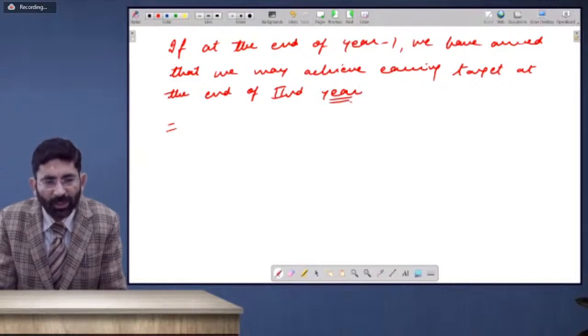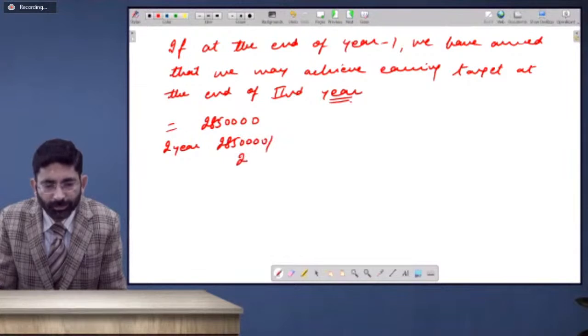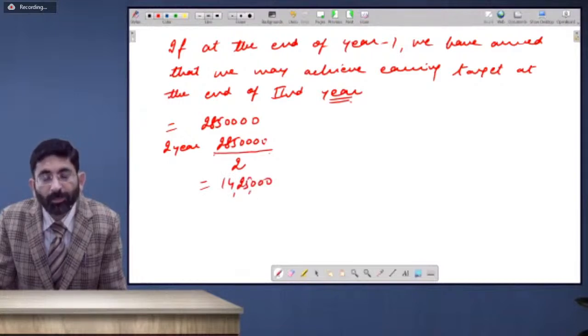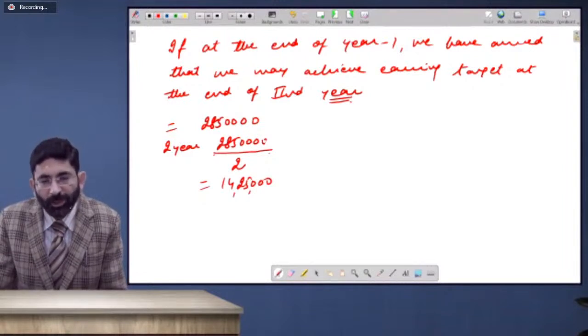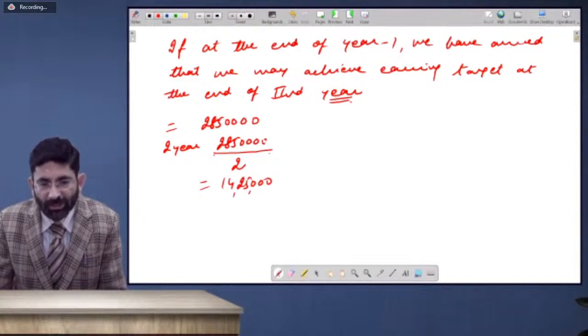So accordingly, the total loss of 28,50,000 may be written off within the period of 2 years. So due to that reason, they have done 28,50,000 divided by 2. So it is 14,25,000. Now, but this target is actually not achieved at the end of the second year. So what you have to do is take another assumption at the end of second year.